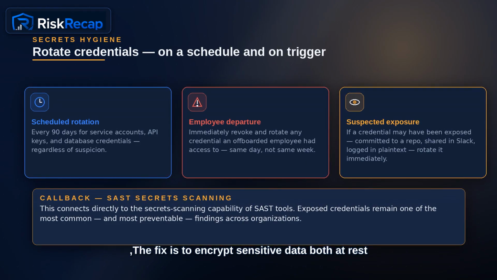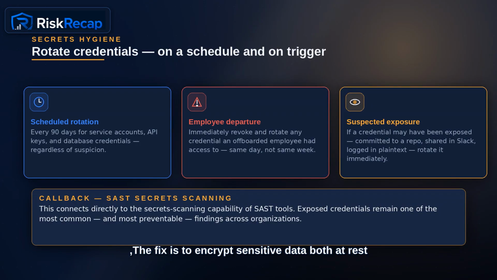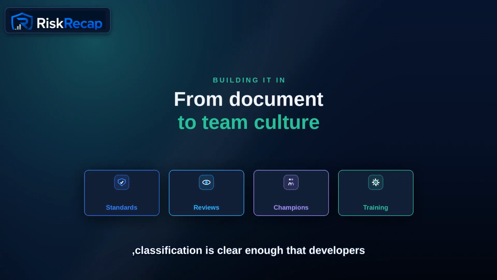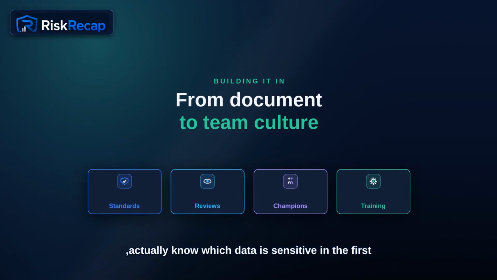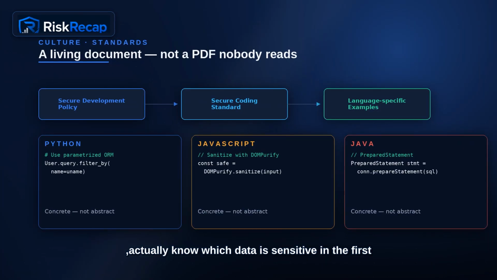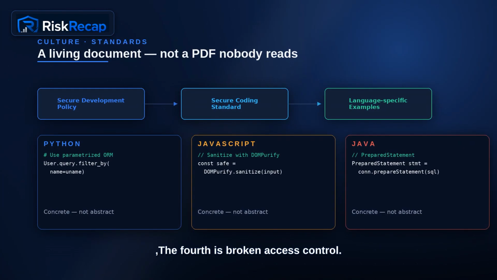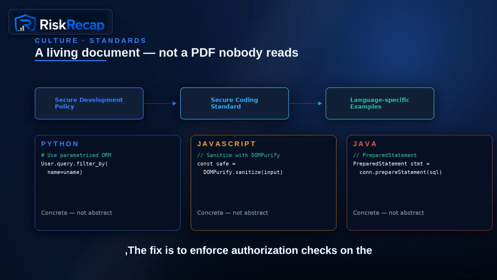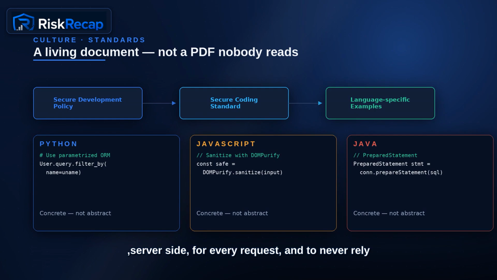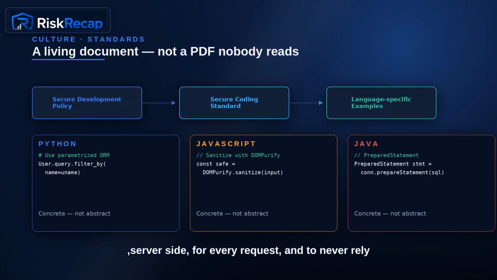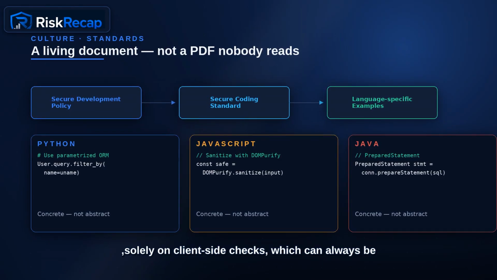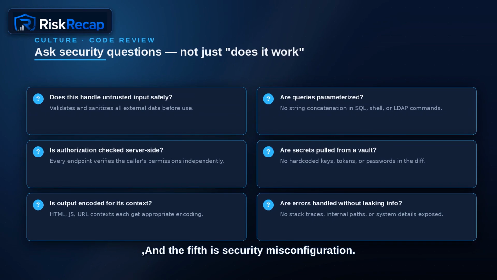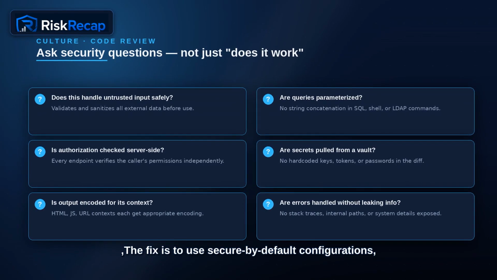Finally, let's talk about how to build secure coding into your team's culture, not just into a document. Secure coding standards should be a living document, tied back to the documentation hierarchy we covered earlier, with concrete, language-specific examples, rather than abstract principles that are hard to apply. Code review checklists should include security-specific questions. Not just, does this work? But does this handle untrusted input safely?